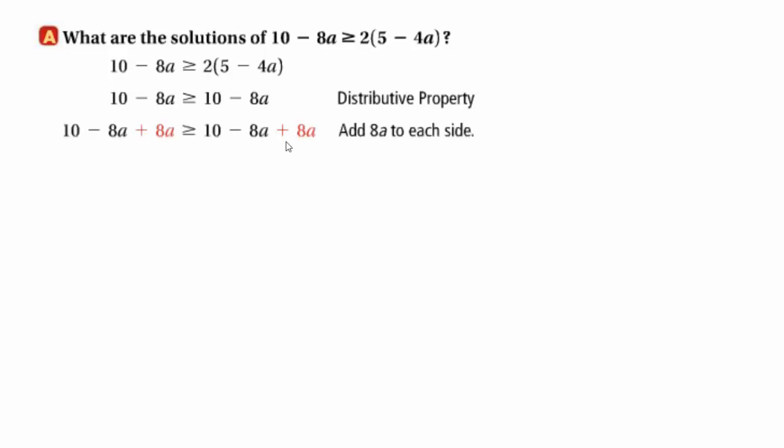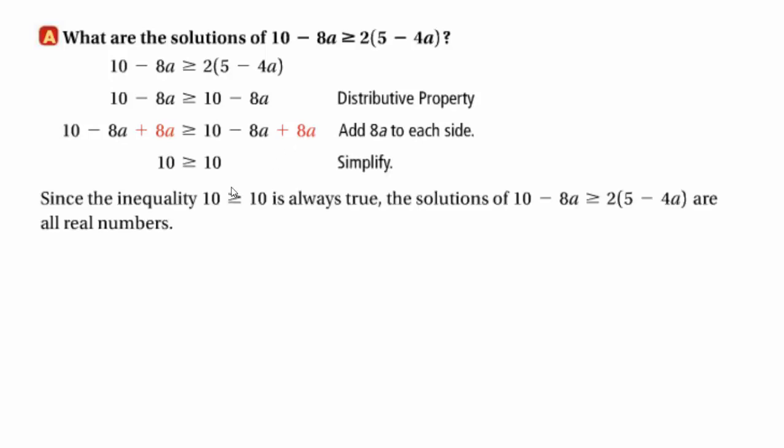So this next one is one of these special cases. So you can see when we apply the distributive property first, you end up with 10 minus 8a is greater than or equal to 10 minus 8a. So now if this were an equation, we would say that was an identity and it would have all real solutions. But let's see if this is different with an inequality. So adding 8a to both sides, and then we've got 10 is greater than or equal to 10. Since that's always true, the solutions are all real numbers.